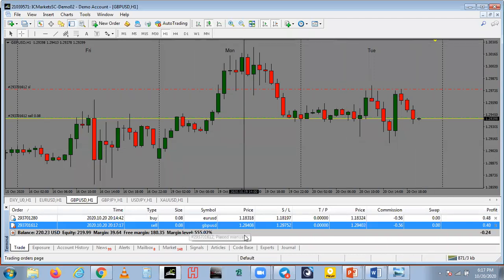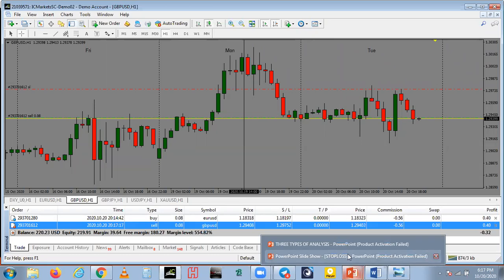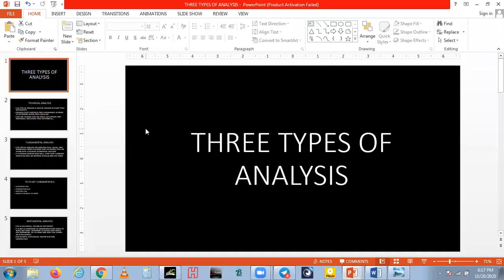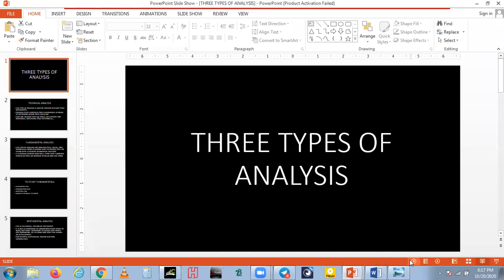All right. So that's stop loss for you. Let's try close. Okay, don't worry, let's just go. It's a demo account. So the next one is the three types of analysis.